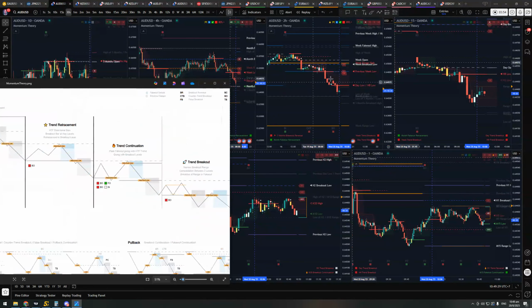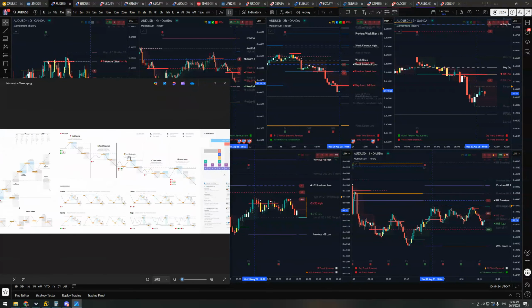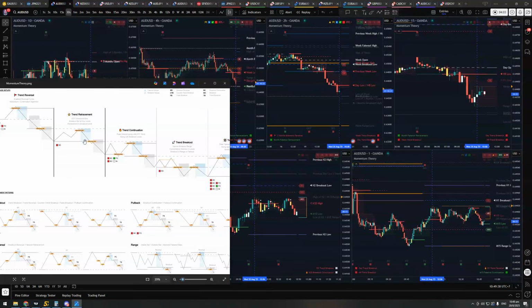So very often, if I see a trend retracement on higher time frames, you're going to find one of these other setups on the lower time frame. So markets are fractal, you can have a breakout on the higher time frame, and then you can have a pullback on lower time frames.